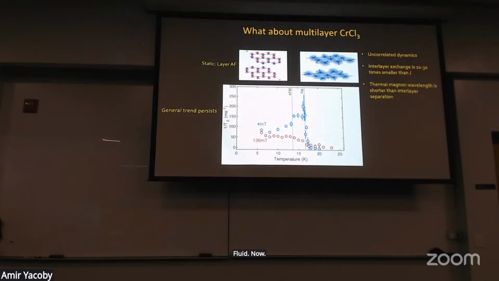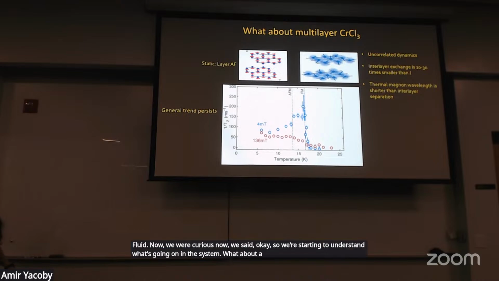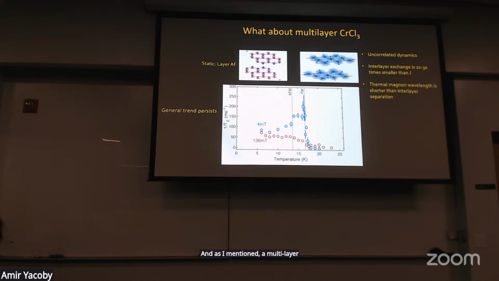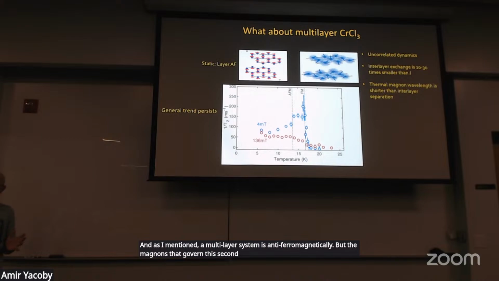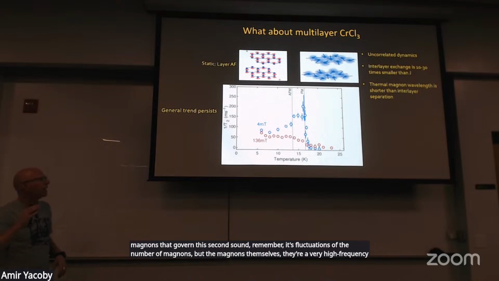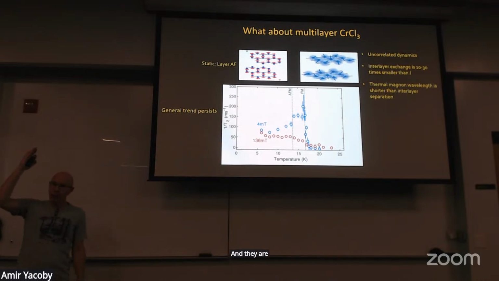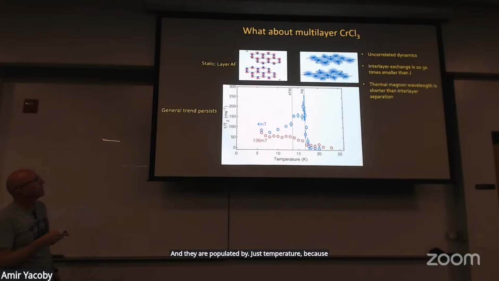Now, we were curious. We said, okay, so we're starting to understand what's going on in the system. What about a multilayer? And as I mentioned, a multilayer system is antiferromagnetically coupled. But the magnons that govern this second sound, remember, it's fluctuations of the number of magnons, but the magnons themselves are very high frequency magnons, and they are populated by temperature. The wavelength of these thermal magnons is smaller than the distance between layers. So whereas the static phase is very much correlated between the two layers, the fluctuations of each layer are decoupled.